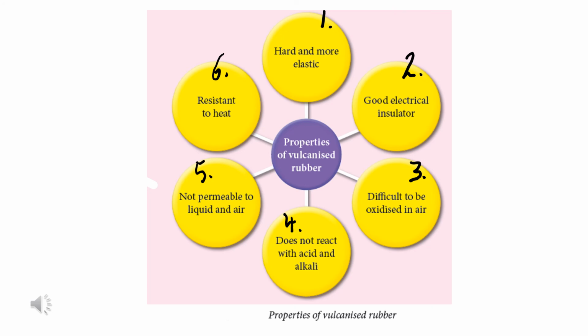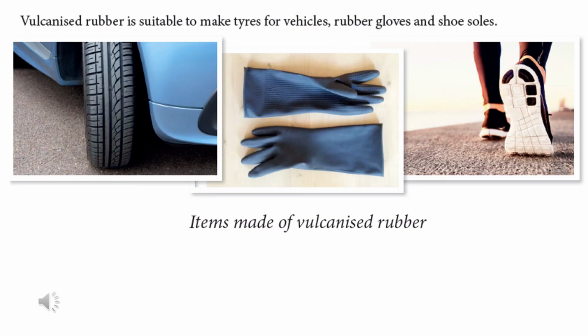What is vulcanized rubber used for? Vulcanized rubber is suitable to make tires, rubber gloves and shoe soles. Can you think of other usage of vulcanized rubber?